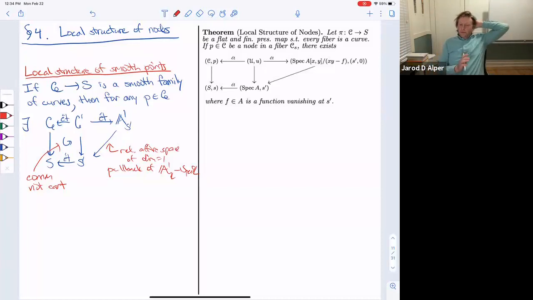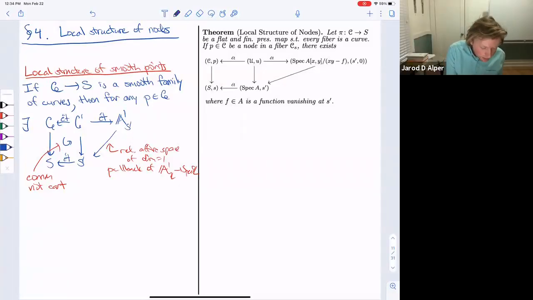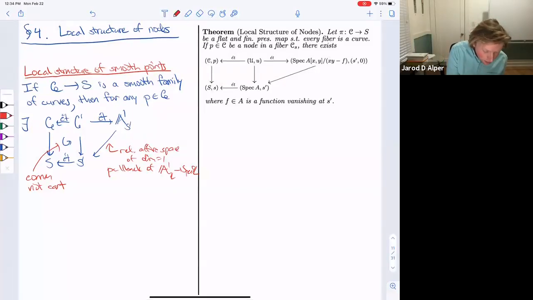All right. Quick question. Yeah. So where does P show up? Is S prime just like a neighborhood? Yeah. So right, that's a good point. You have your point P in C. There exists also a pre-image of this, and this P prime should map to zero in here.